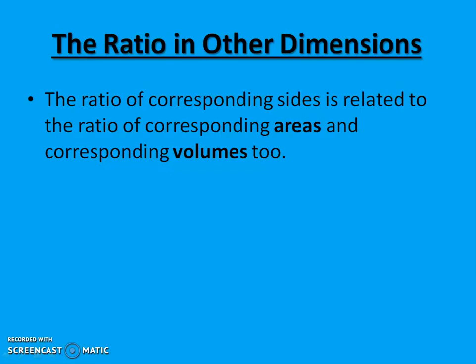When you have similar solids, their areas, that could mean lateral area, base area, or total surface area, and their volumes are related to each other too, but not by the same ratio as their heights or lengths or radii.